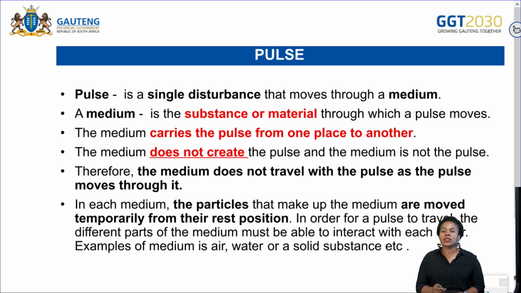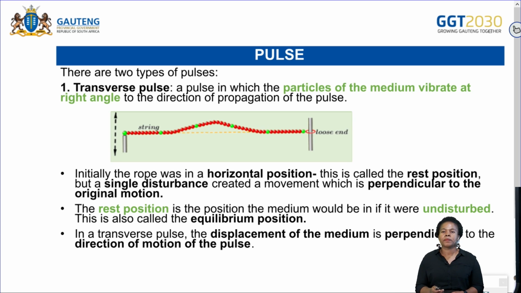All right. So that is a pulse. It is a single disturbance that moves through a medium. What are the examples of the medium? You can ask yourself. It can be air, it can be water, it could be a solid substance. And what is the main function of a medium? Okay, the main function of the medium is to allow the pulse to move from one place to another. However, bear in mind that the medium does not create the pulse. It just allows it to move from one position to another.